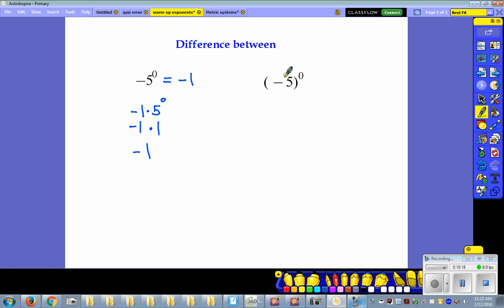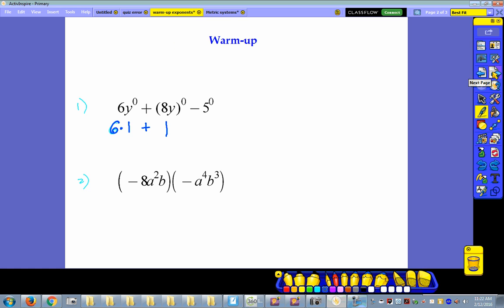This one, the entire expression, including the negative sign, was raised to 0. So this will be equal to 1. So that's the difference between negative 5 raised to 0 and the quantity negative 5 raised to 0. Using this concept, negative 5 raised to 0 is equal to negative 1. So 6 times 1 is 6 plus 1 minus 1. Use your PEMDAS, you'll get 6 as your final answer.